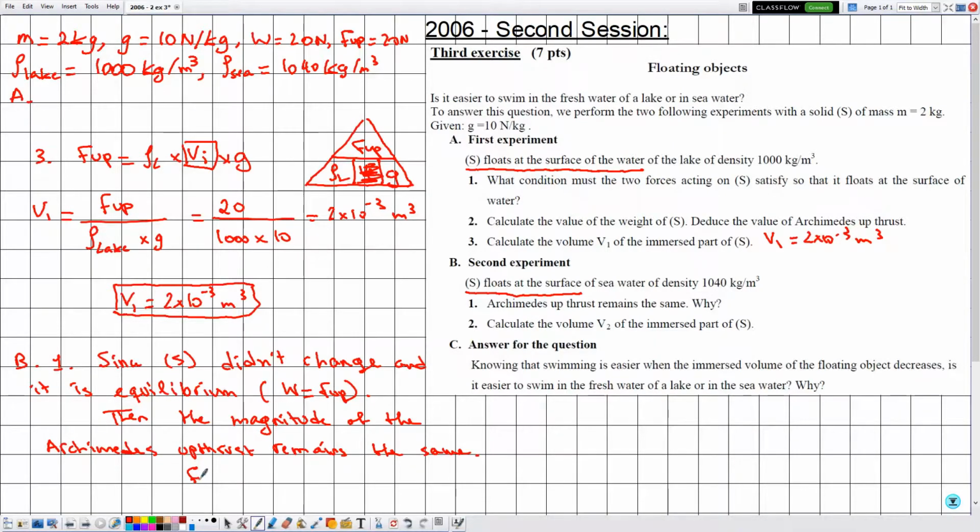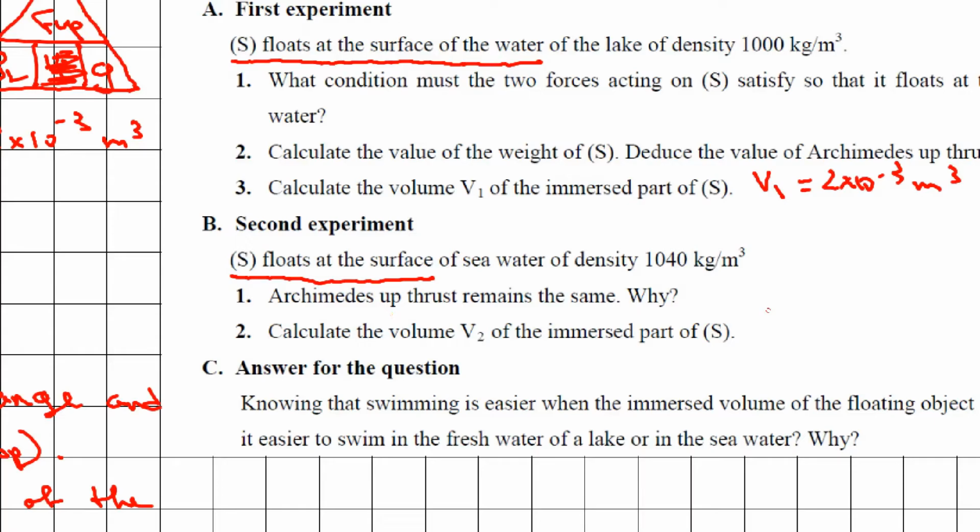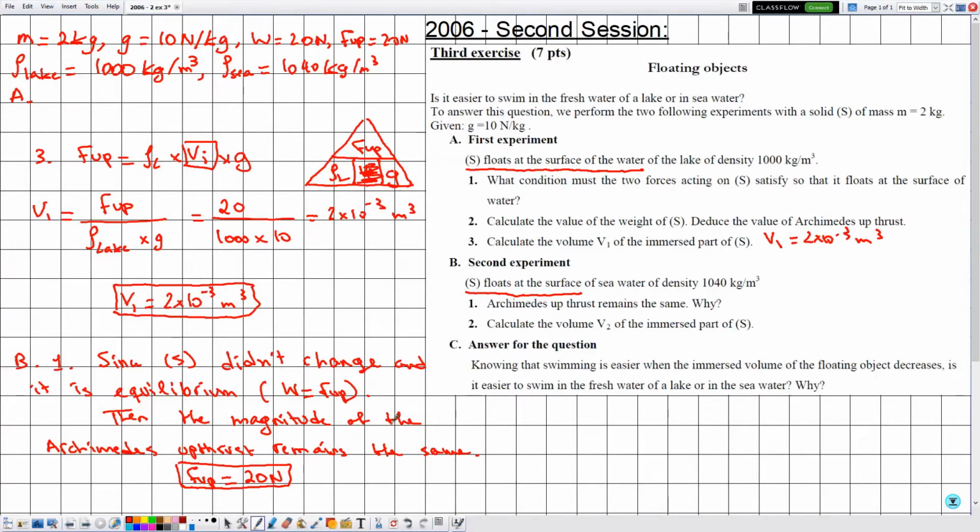Then the value of F upthrust is given by 20 newtons. Now here notice that they are telling me Archimedes upthrust remains the same. Why? They are referring to this as the force given by F upthrust, knowing that the line of action and the direction don't change, so F upthrust always acts vertically upward. In this case they are asking me about the magnitude or the value and not about the other properties.